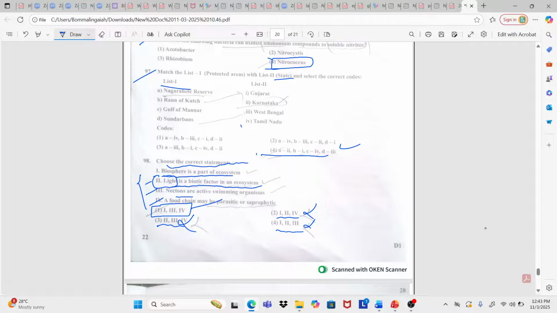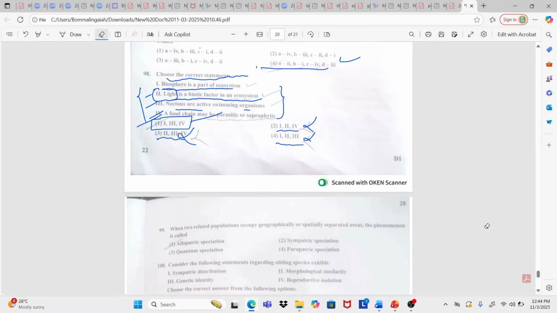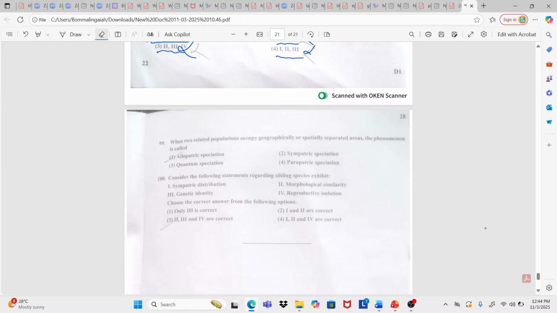The next, nektons are active swimming organism. According to elimination method, here you have to give the correct answer. That's why the correct option is. Next, the 99th question. Correct answer for this question is allopatric speciation is the correct one. Last question. Correct option for this question is option number 3 is the correct answer.